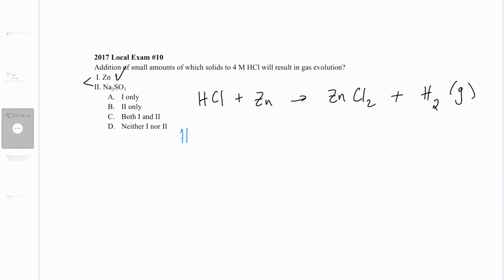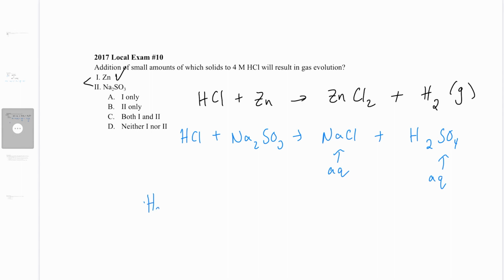Let's look at Na2SO3. We have hydrochloric acid with Na2SO3. Same thing happens. We have a double displacement reaction, so we have NaCl and we have H2SO3. Both of these are technically aqueous, but remember the H2SO3 doesn't like being in this state. It almost immediately dissociates into water and SO2.